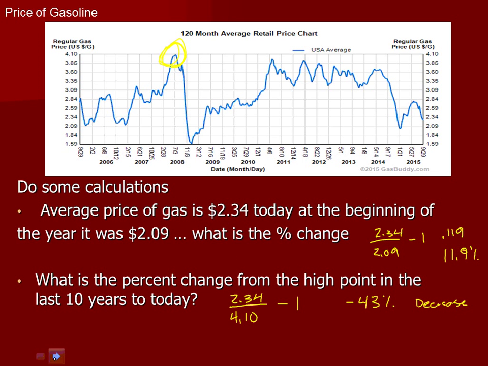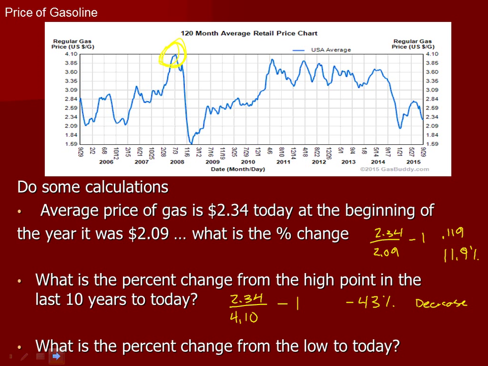All right. What is the percent change from the low point in the last 10 years till today? Looks like $1.59 was the low in January of 2009. So funny how we went from such a high price of gas to such a low price of gas in such a short period of time. Commodity changes, they're crazy.